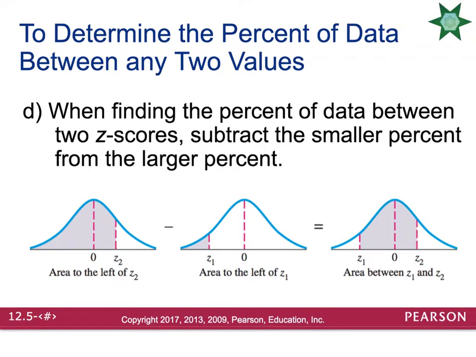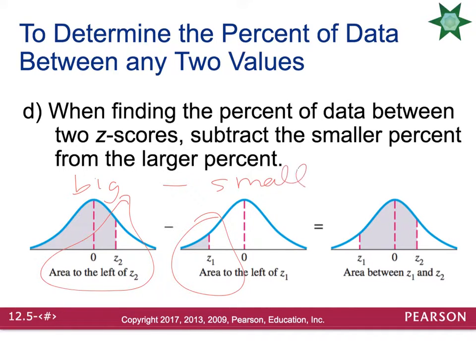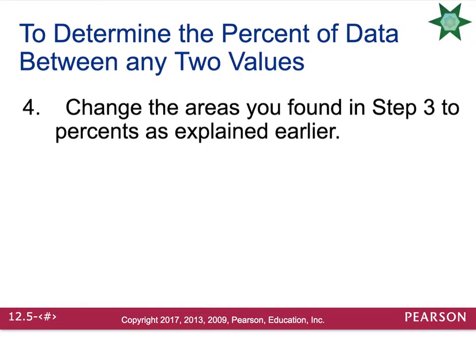If you're trying to find the area that's between 2 points, you first need to find the area of the bigger z-score. Then you need to find the area of the smaller z-score, and then you'll subtract the two. You'll take the big minus the small, and that will give you the area that's between them. Last, you want to change all the areas that you found into percents, and to change an area into a percent, you just multiply it by 100.